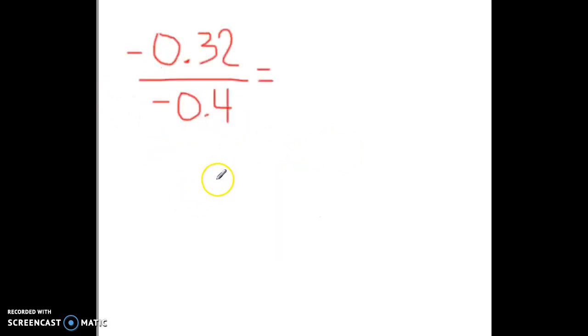Okay, on our next one, we're going to have -0.32 divided by -0.4. So we'll put our 0.4. We know this answer is going to be positive because it's a negative divided by a negative. And then we'll put the 0.32 on the inside.